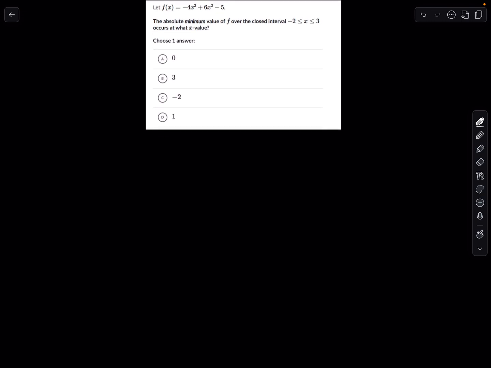Let f of x be this function. Let me pick another color. The absolute minimum value of f over the closed interval, that's our interval, occurs at what x value? So what do they mean by minimum value of x?